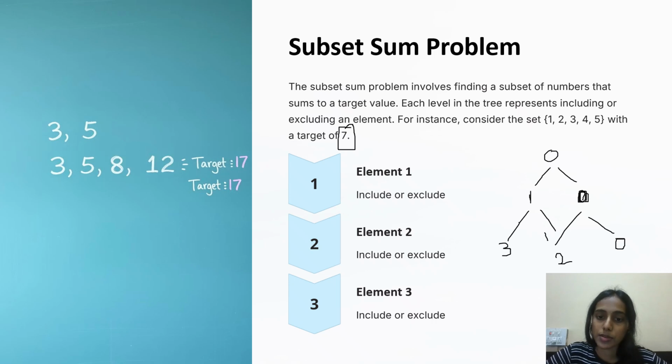So the steps are given here. Element 1 will be included or excluded. Then again element 2 will be included or excluded, and element 3 included or excluded. Based on the number of elements present in the set, we include and exclude. The tree will be bigger because we have taken 5 elements. So until we get the target as 7, we continue including and excluding the elements.